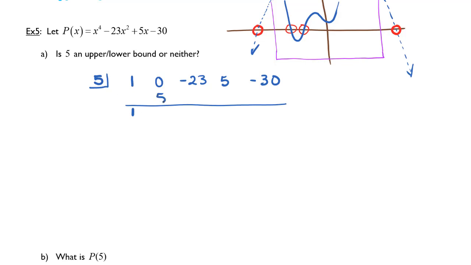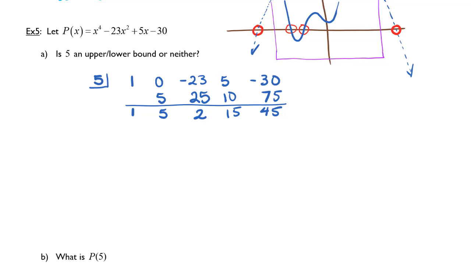5 times 1 is 5. 0 plus 5 is 5. 5 times 5 is 25. Negative 23 plus 25 is 2. 5 times 2 is 10. 5 plus 10 is 15. 5 times 15 is 75. Negative 30 plus 75 is 45.